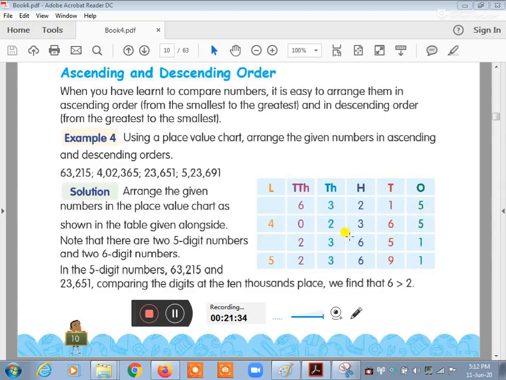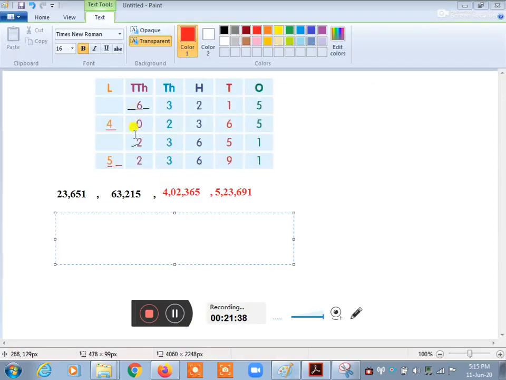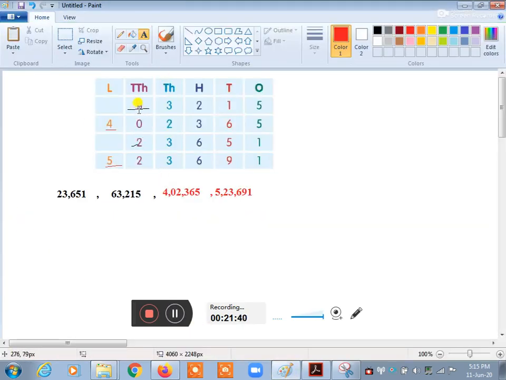So first number is 23,651, next number is 63,215. So I will show it here: we have to compare the number 6 with the number 2. Here number 2 is less than number 6. So 23,651 is less than 63,215. So first number is 23,651, next number is 63,215.